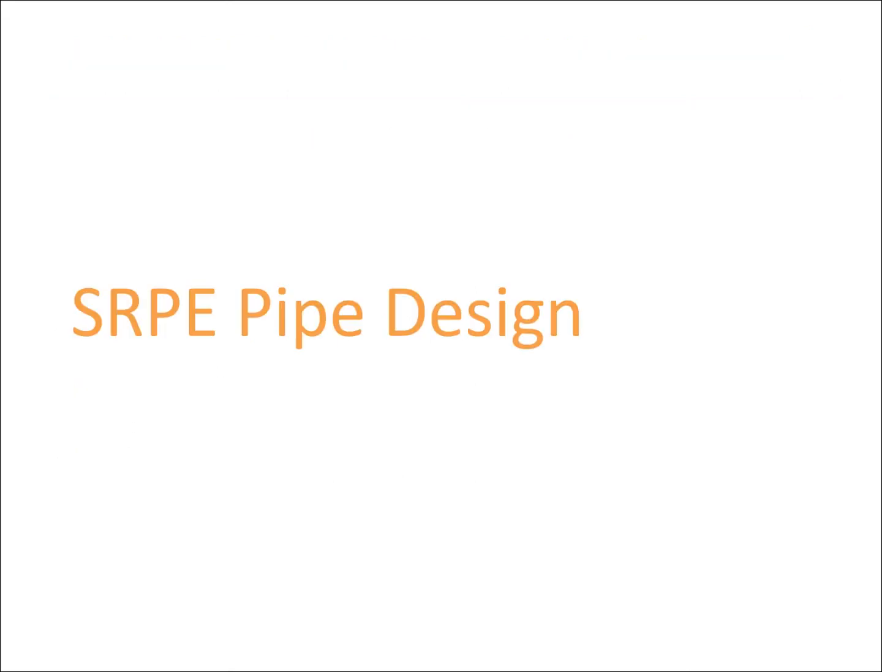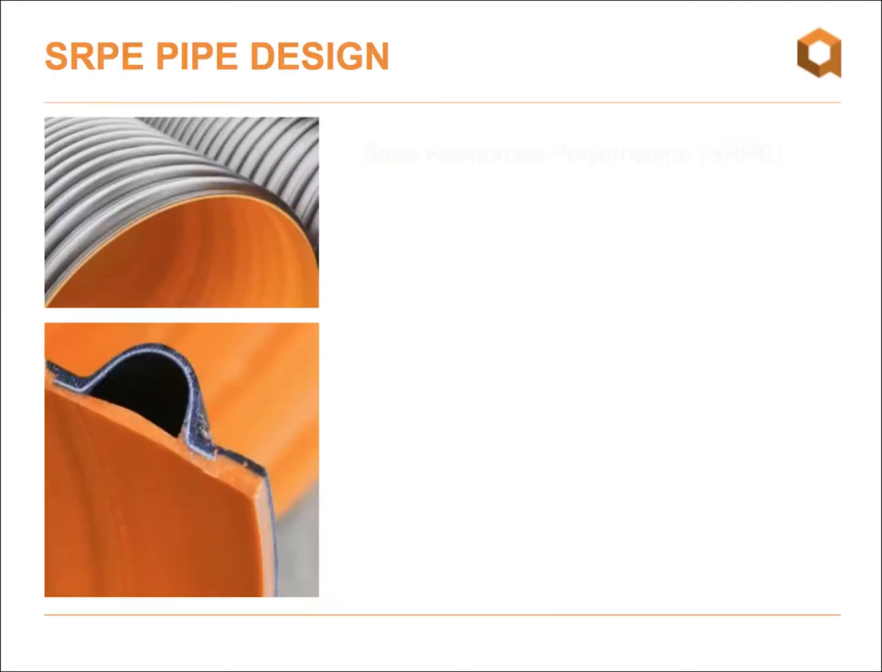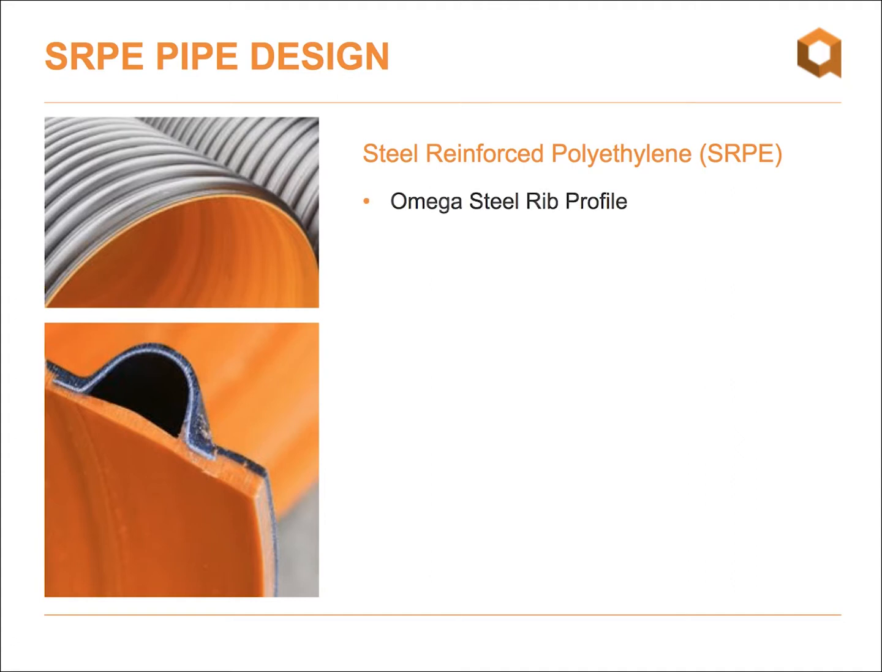So with all this being said, how did Armtec go about creating the next generation of steel reinforced polyethylene pipe? Well, we started by looking at the reinforcing profile of said steel reinforced polyethylene pipe, and we wanted to have a reinforcing profile that had a demonstrated capacity to withstand stress and loads. And we've come up with an omega steel shaped rib profile, basically an arch.